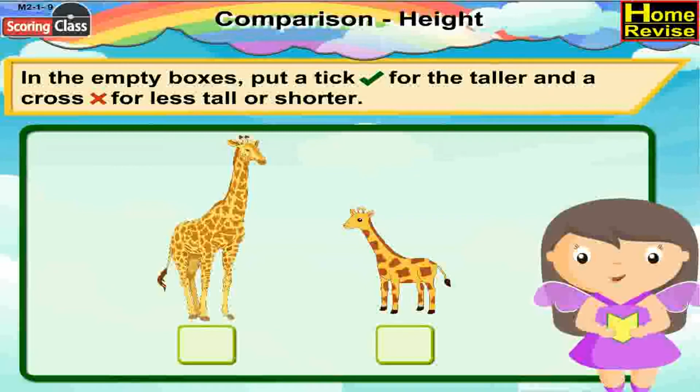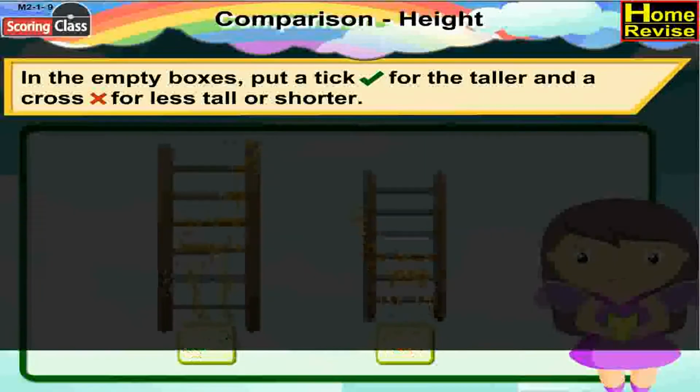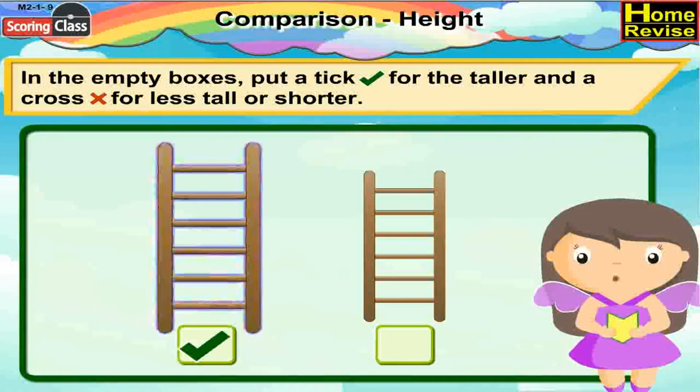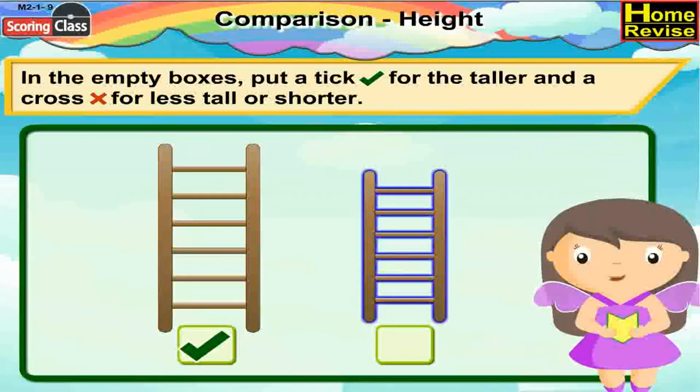Here are two giraffes. Now the first giraffe is taller, so put a tick in the box in front of the first giraffe. And the second giraffe is short, so put a cross in the box. Two kinds of ladders? You are right. First ladder is taller, so put a tick for that. And second ladder is short, so put a cross for that.